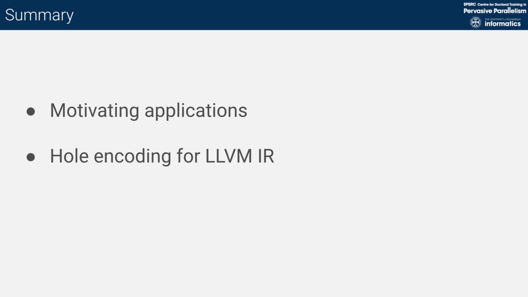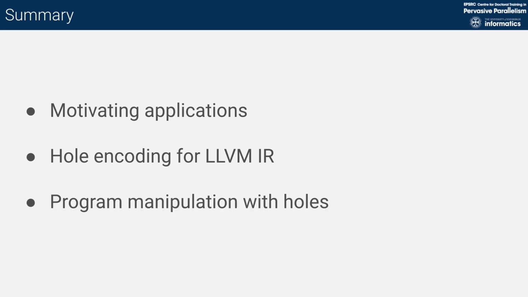To quickly summarize what I've talked about today, I've given some motivating applications for programming using symbolic holes, such as interactive programming and solver-aided programming. I've shown an encoding of symbolic holes in LLVM IR, which is a language that was never intended to support holes originally. Finally, I've shown the program manipulation primitive that allows us to effectively change and transform these programs in the presence of holes with unknown type.